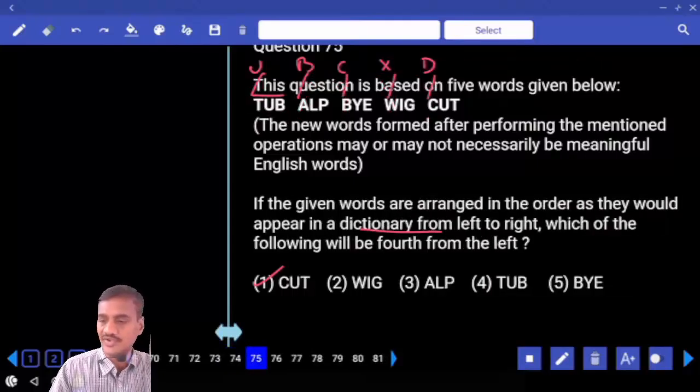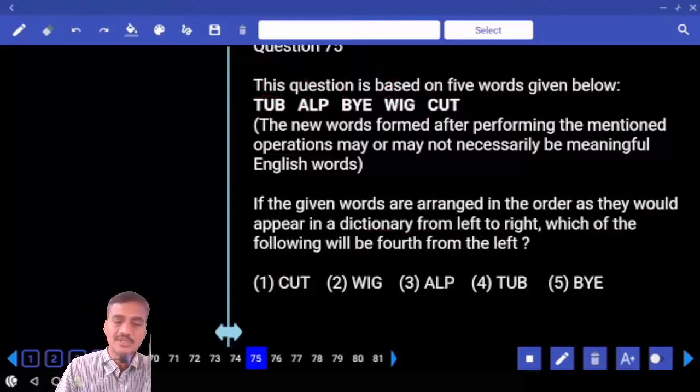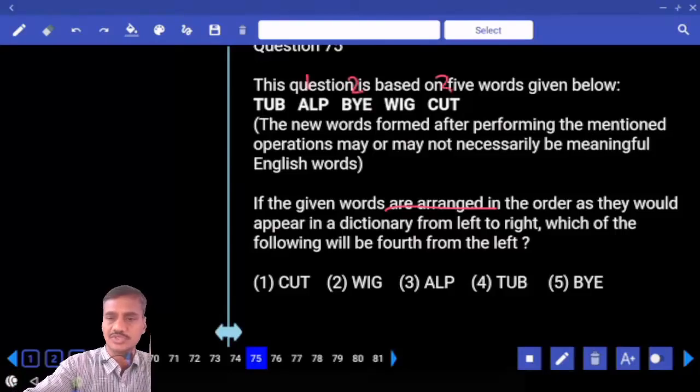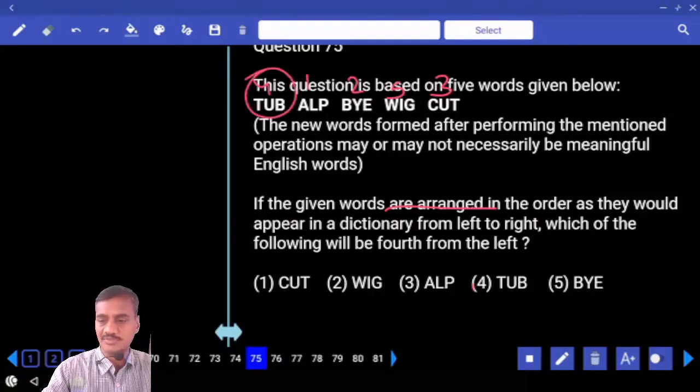Then in this 75, now if the given words are arranged in the order as they would appear in an dictionary from left to right, which of the following will be fourth from the left hand side? All these words are arranged in the alphabetical order. This is 1, 2, 3, 4 and 5. Now fourth from the left hand side is tub. Tub, that is choice 4, question number 75.